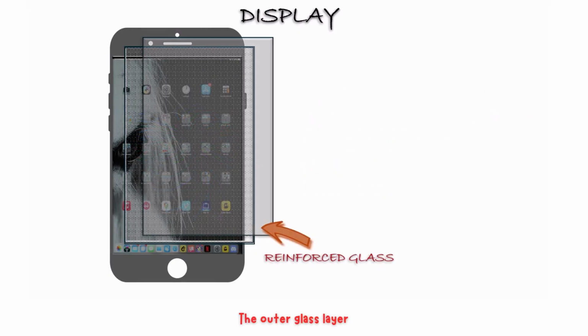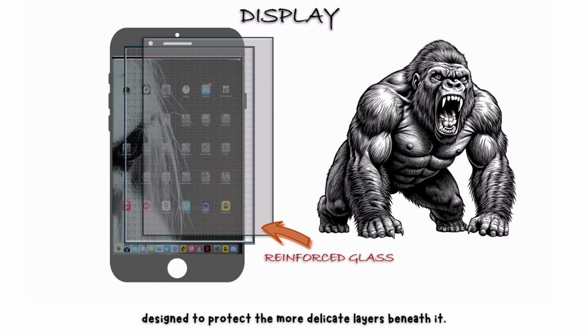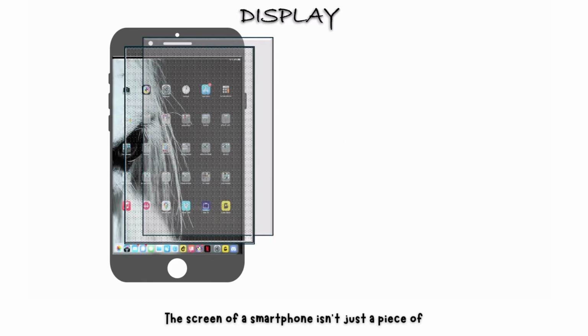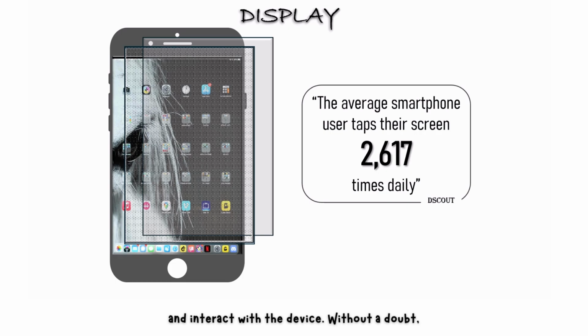The outer glass layer. The final and most external layer is a toughened, durable glass, such as Gorilla Glass, designed to protect the more delicate layers beneath it. The screen of a smartphone isn't just a piece of glass. It's a complex system that allows us to view information and interact with the device. Without a doubt, it's the component we engage with the most on our smartphones.